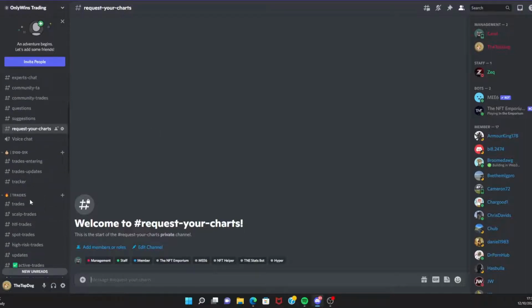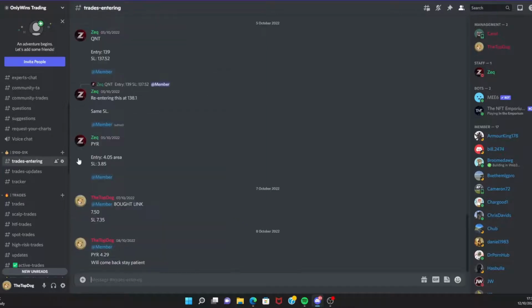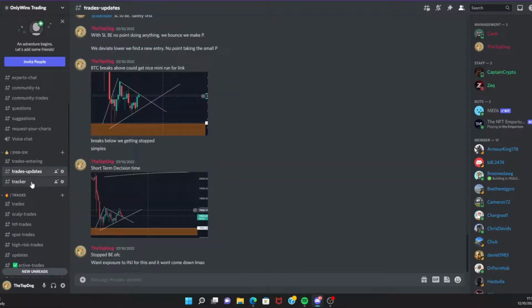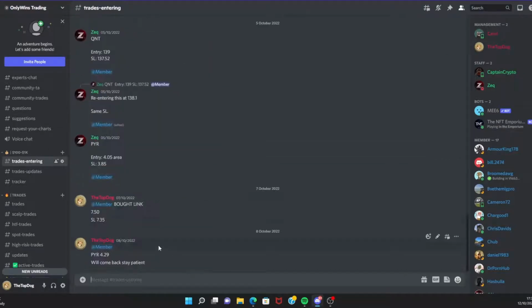Further down now, you have the 100 to 1k challenge. You have trade entries, trade updates, and a tracker. So here you can, sorry, trade entries. It's as simple as this. Bought LINK, so you would search in LINK USDT. There's your entry price, 7.50, as it's spot. There's no leverage on it, and then stop loss there, 7.35. Simple as that.